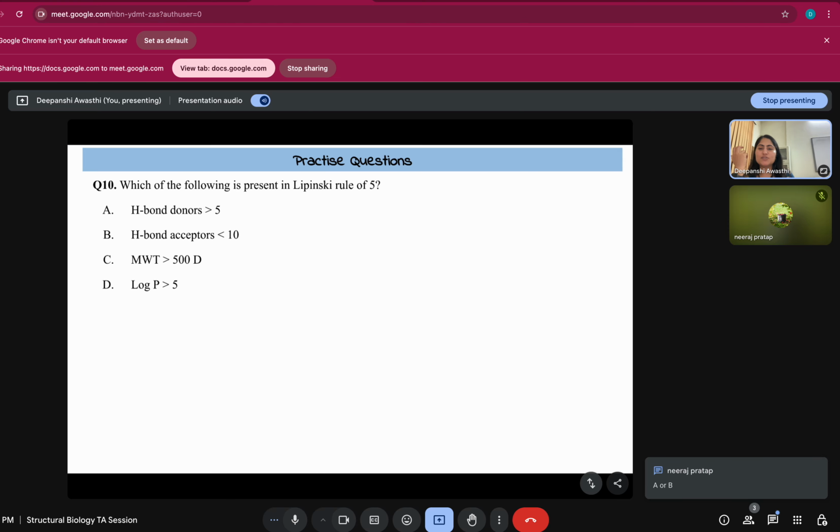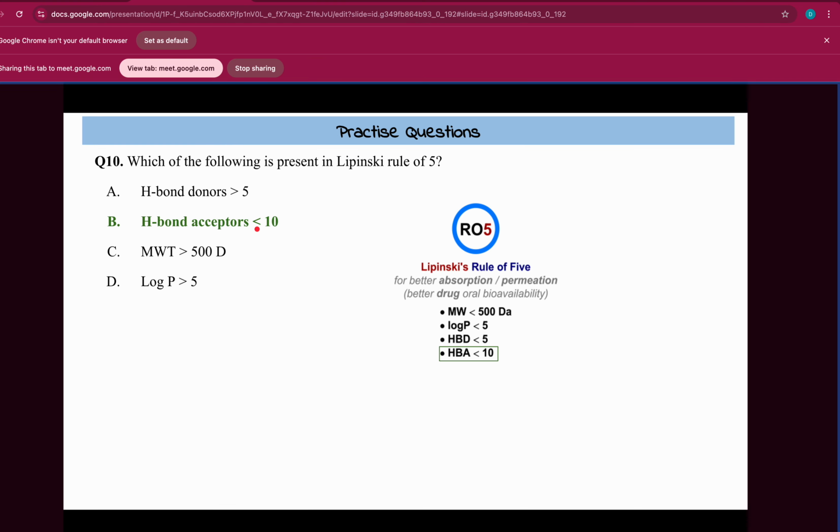Okay, so you are confused among A or B. So the right answer is option B. That means hydrogen bond acceptors should be less than 10. Because hydrogen bond donors should also be less than 5, whereas in this they are showing they should be greater. So that's why this is not right. Similarly, molecular weight should be less than 500 Daltons, whereas in this they are showing it is greater. So that's why this is also not right. Similarly for the log P, it should also be less than 5, whereas in this they have mentioned it to be greater than 5.